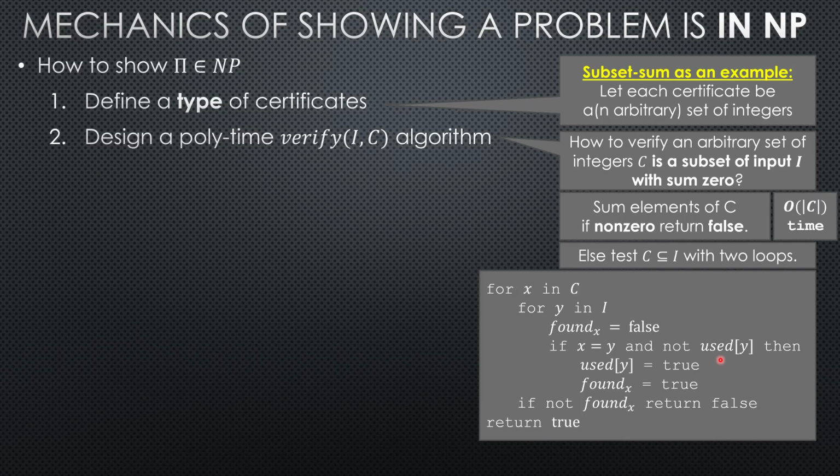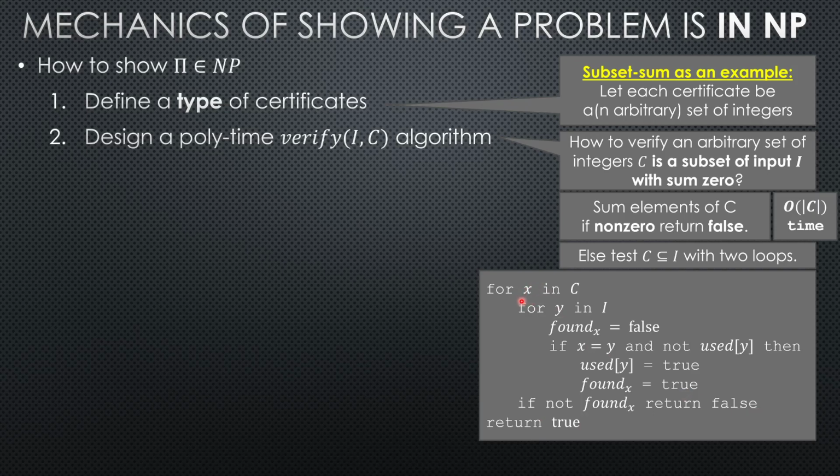So we have this array of used bits, one for each element of I, and we set that these things are used once we've said, hey, I found x, here's where it is. We've now consumed this location in I, to say this is where we found x, okay? And if we didn't find x at any particular place in I, then we've proved that C is not a subset of I, so we return false. So we do this for each x.